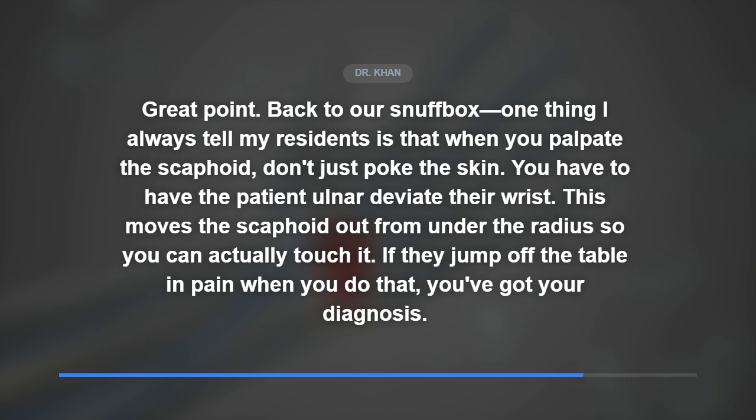One thing I always tell my residents is that when you palpate the scaphoid, don't just poke the skin. You have to have the patient ulnar deviate their wrist. This moves the scaphoid out from under the radius so you can actually touch it. If they jump off the table in pain when you do that, you've got your diagnosis.